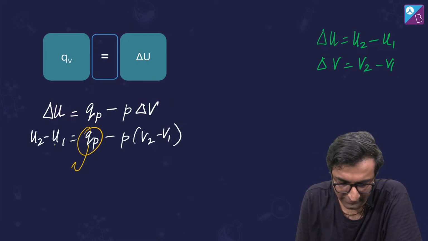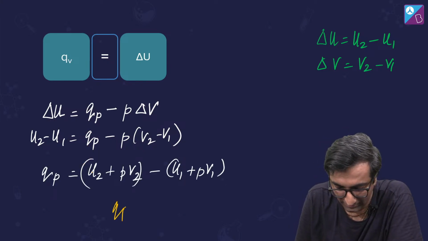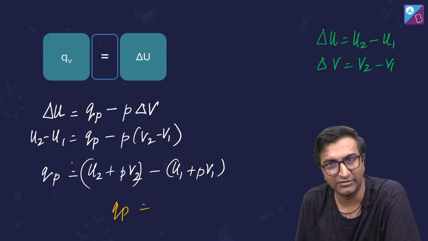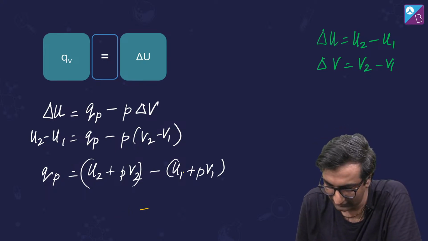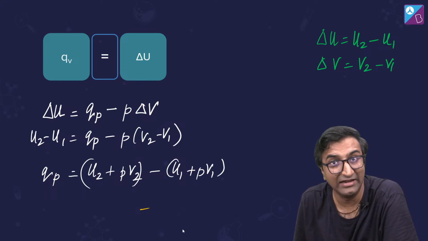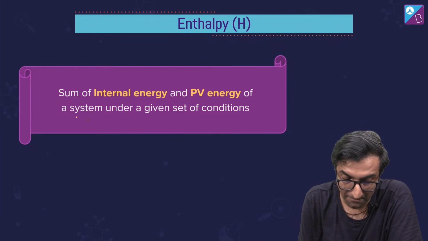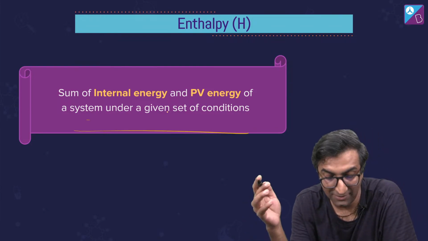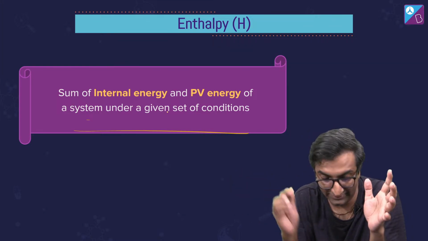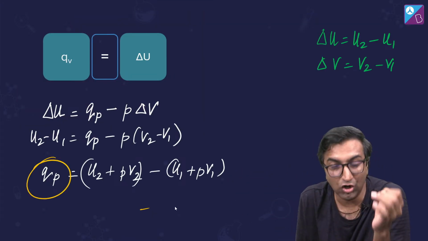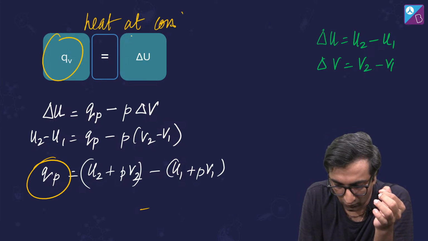Now I can take this to the other side because this is the focus. QP is going to be equal to this. So I can write QP now to be equal to, oh, that's interesting. What is this? Okay, let's see. It's the sum of internal energy and the PV work of the final system minus the sum of internal energy and PV energy under some set of systems, right? That's what enthalpy is defined as. What is enthalpy? It is heat at constant pressure. This is heat at constant volume.